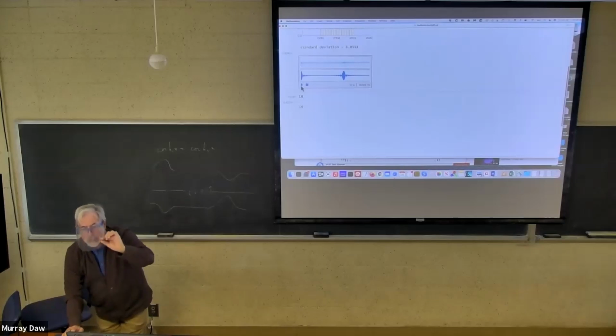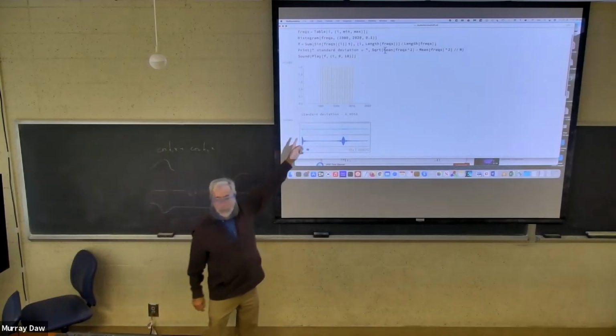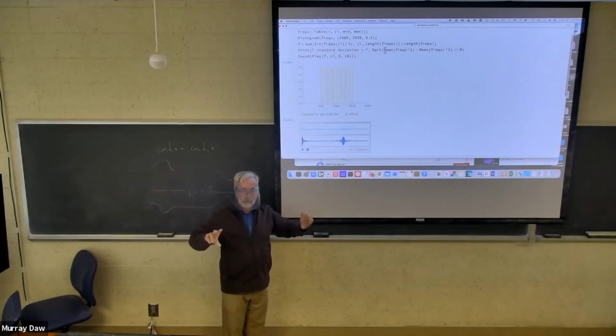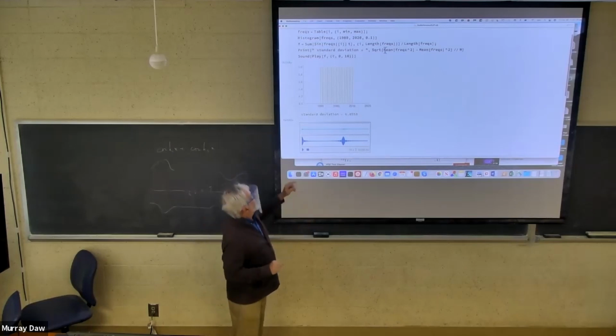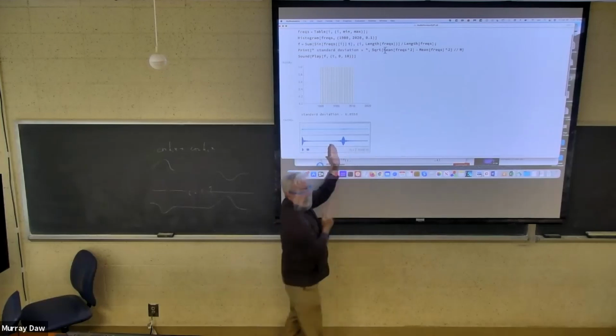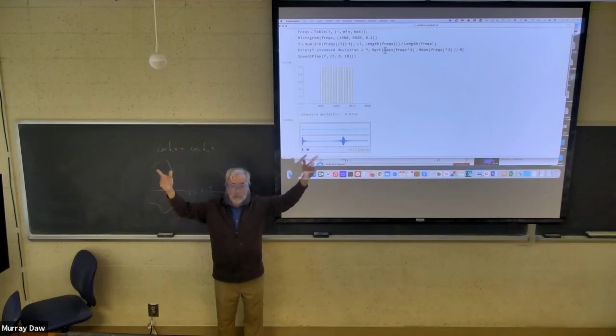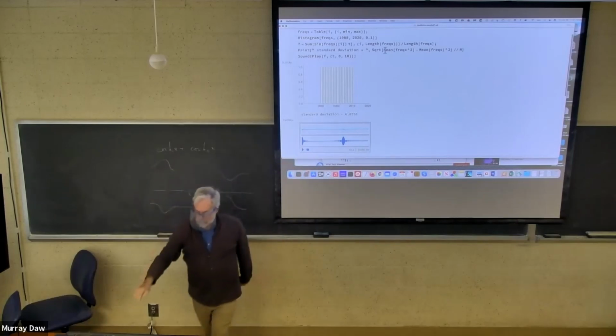Now there's a little bit of ringing on top. That's because I have discrete wave numbers rather than having a continuous distribution. But you can see the idea here. The wider the spread in K, the shorter the spread in X. That's the Fourier uncertainty principle. I'll say that again.